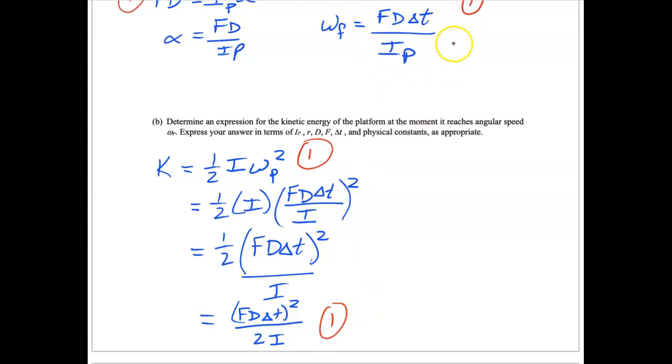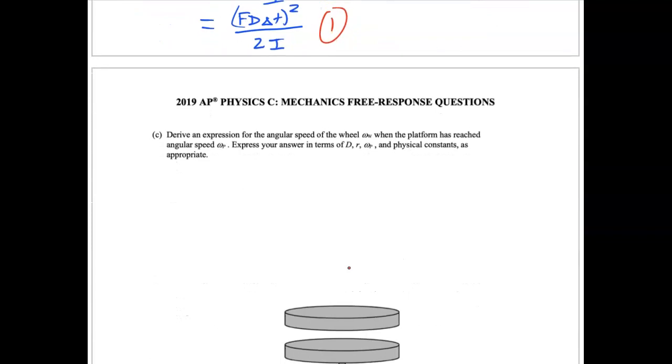So even if you did this wrong, as long as you have this very equation, and then you plug in for your final angular speed, whatever it is that you have here, even if it's not right, they'll give you both points for that. So it's really important to follow through with what you've got.